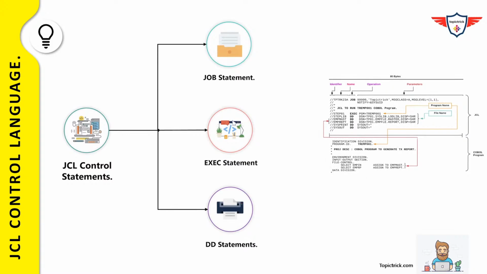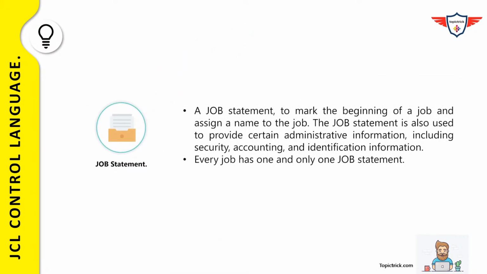Let's get back to our original discussion of job control statements, and let's discuss each job control statement one by one. The first one is the job control statement or job card. A job statement is the first statement of any JCL. It marks the beginning of a job and assigns a name to it. The job statement is used to provide certain administrative information including security, accounting, and identification information. You should always remember that a JCL can have one and only one job card or job statement. You cannot have more than one job card in a single JCL.